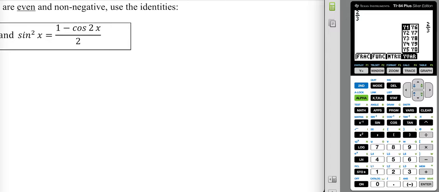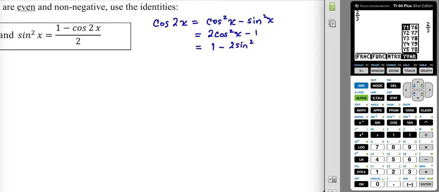So we know that one of the double angle rules for cosine 2x is equal to, actually there's three of them, so I'll write them all down and I'll show you which ones are relevant in this case. Cosine squared minus sine squared, then we have 2 cosine squared x minus 1, and then 1 minus 2 sine squared x.